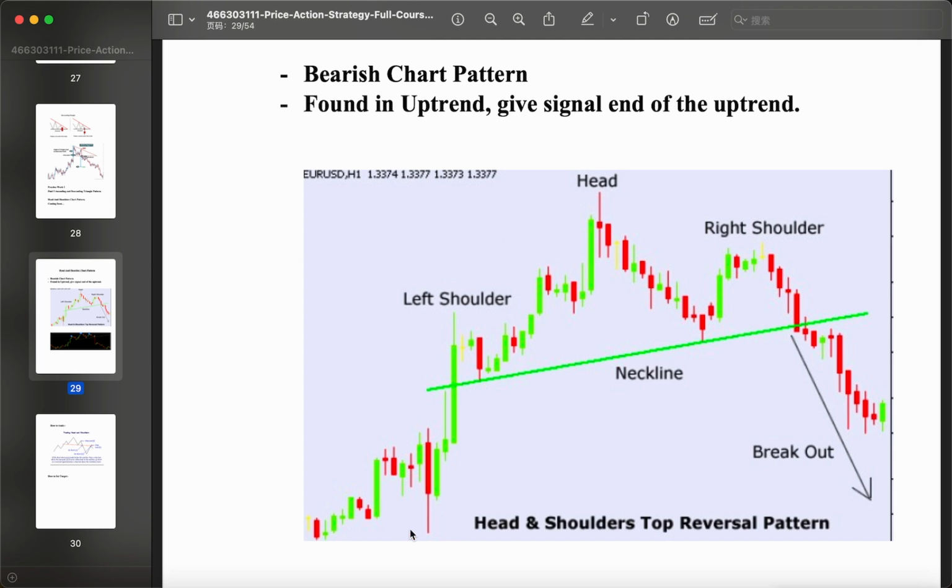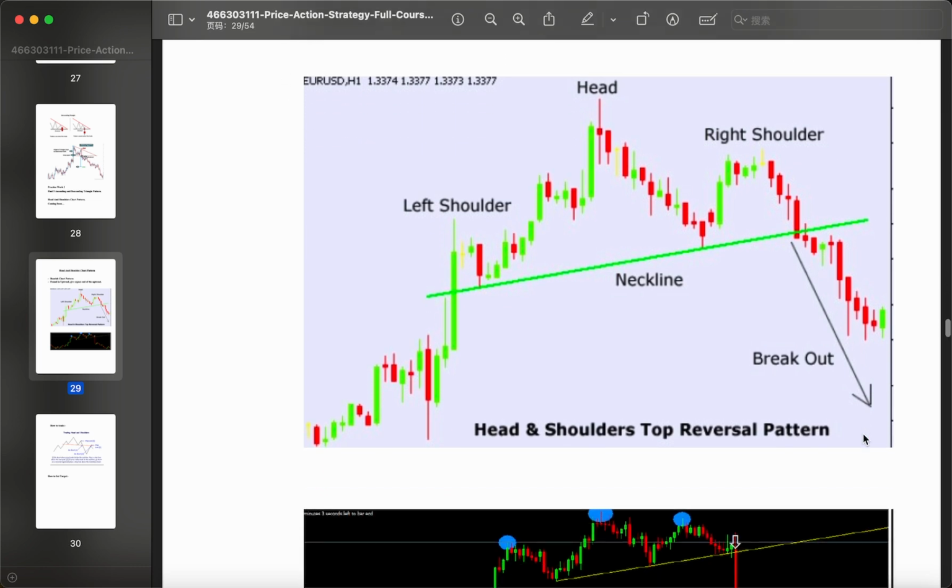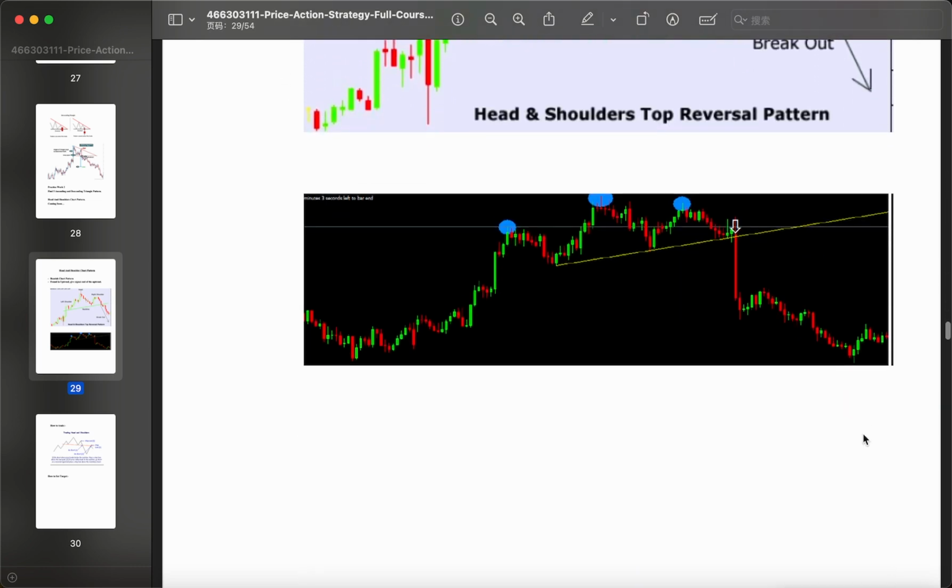So here you see this is the left shoulder, this is the head, and this is the right shoulder. And you connect the lows and then you get a neckline. And on the right side, you see the market breaking down that neckline, becoming a breakout. So this is a head and shoulders top reversal pattern.